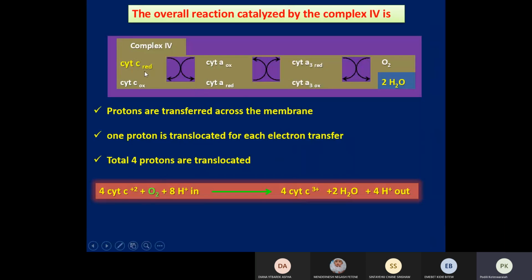Therefore the net reaction in complex 4 is that reduced cytochrome c undergoes oxidation, whereas oxygen undergoes reduction to water. As I already said, one NADH can transfer only 2 electrons, but to complete reduction of one molecule of oxygen, we need four electrons and 4 protons. That means tetravalent reduction should take place.